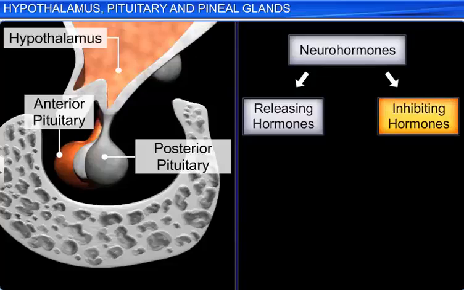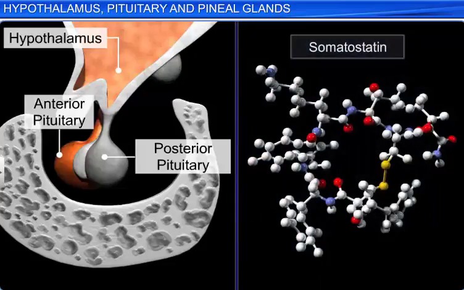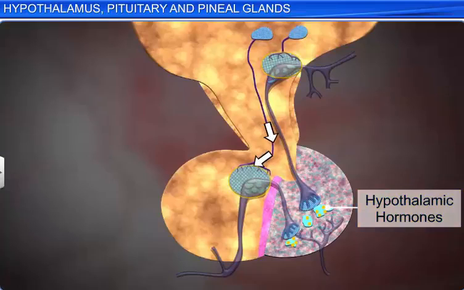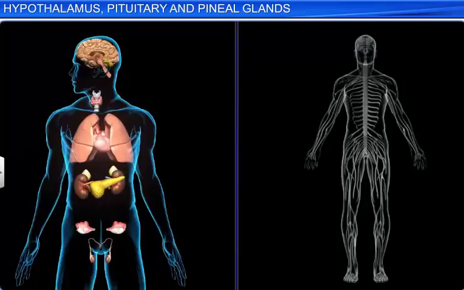On the other hand, the inhibiting hormones of the hypothalamus stop the anterior pituitary from secreting hormones. For example, somatostatin inhibits the release of the growth hormone from the pituitary. These hypothalamic hormones pass through the axons and are released from their nerve endings into the portal circulatory system. This hypothalamic pituitary system is direct proof of coordination between the hormonal and nervous systems. It maintains homeostasis inside the body and regulates most of its physiological activities.